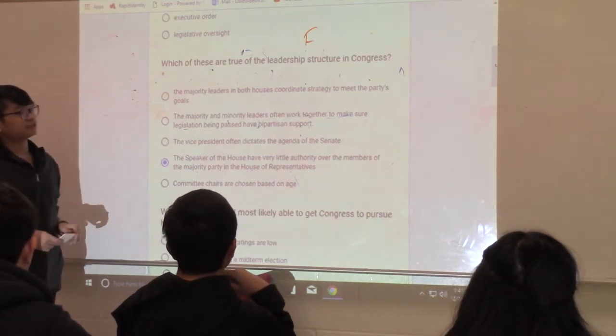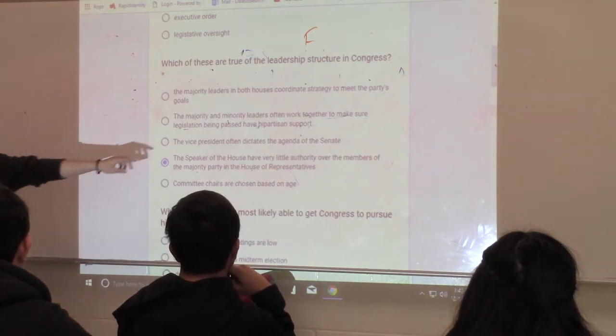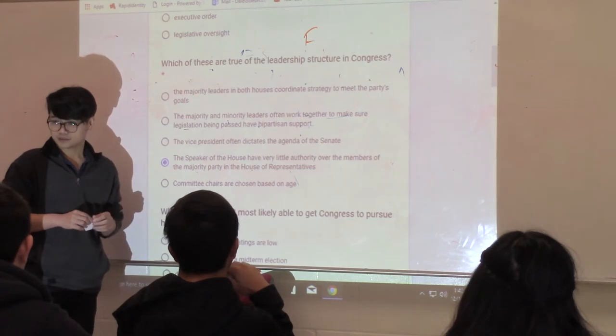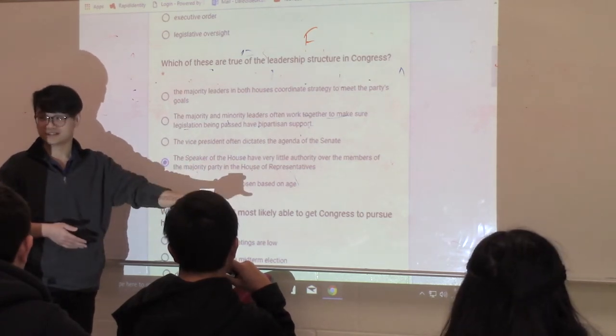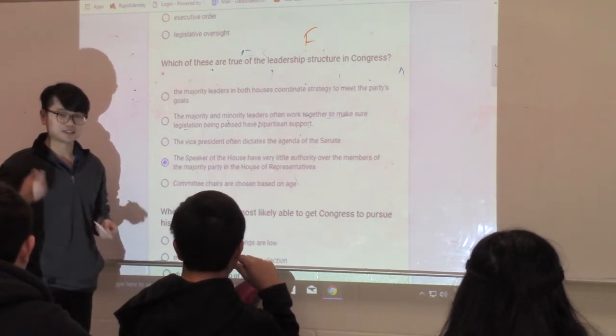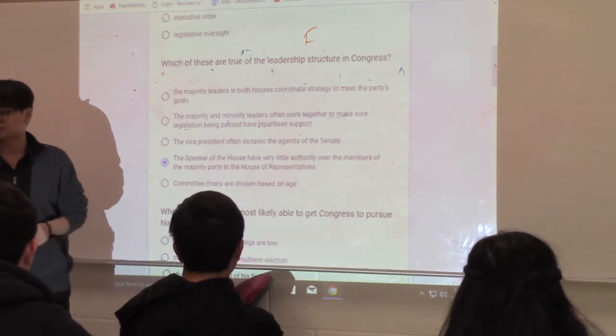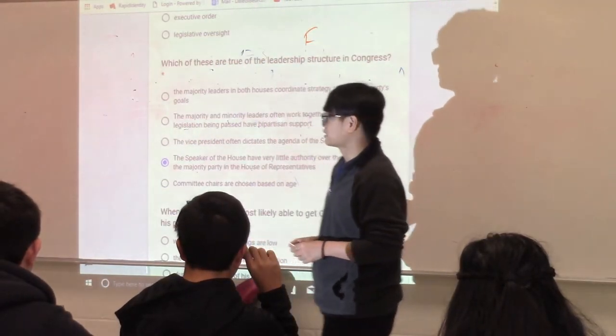The majority and minority leaders often work together to make sure legislation being passed has bipartisan support. That's a big no. They don't even like each other. Sometimes they don't like each other, right? They don't care whether or not the other party wants the bill to pass. Sometimes they try to cram it down each other's throat, right? Republicans will do that to the Democrats. Democrats will do that to the Republicans. They don't really care about cooperation all that much, these two parties.